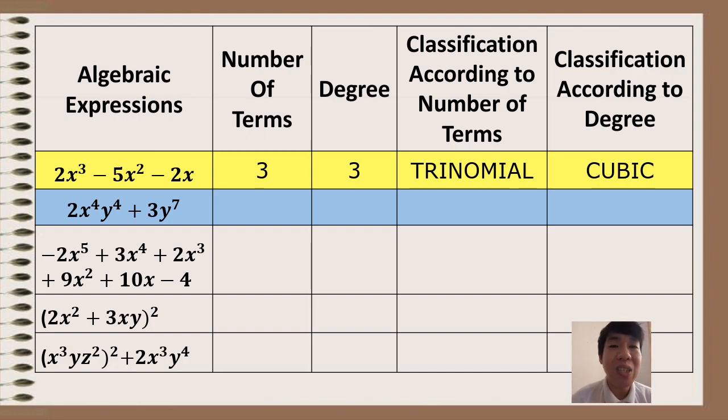So, in algebraic expression number 2, 2x raised to 4, y raised to 4 plus 3y raised to 7, we have a number of terms of 2 with a degree of 8, and we classify it according to the number of terms as binomial, and according to degree as octic.